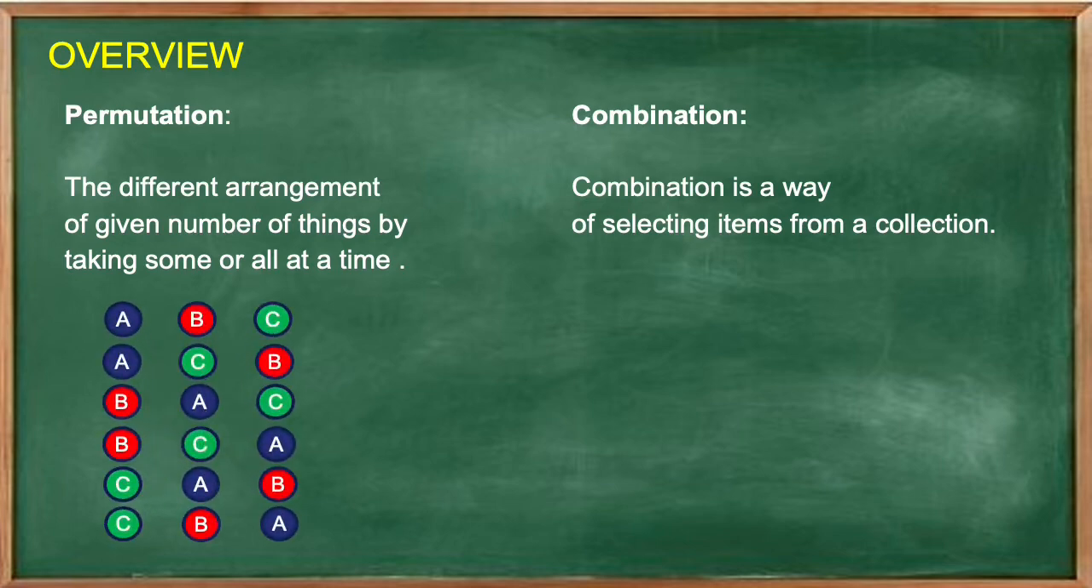In this example, A, B and C is different from A, C and B. And A, C and B is different from B, A and C. And B, A and C is different from B, C and A, and so on. Combinations, on the other hand, are pretty easy going. So A, B and C are the same as C, B and A, or B, C and A, and so on. So we have only one combination here, which is A, B and C.